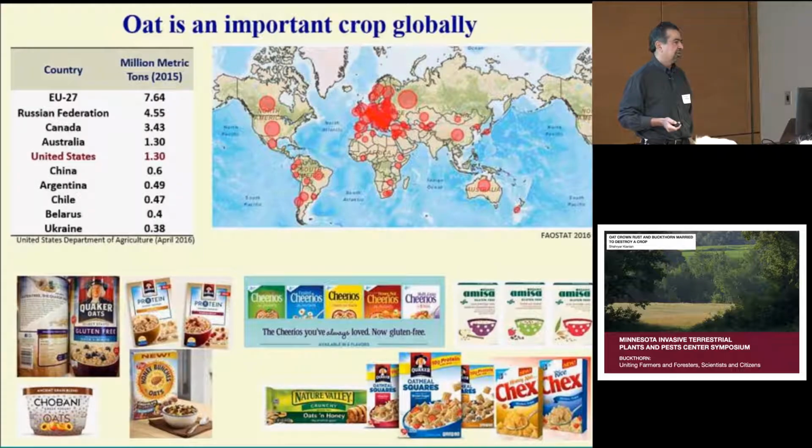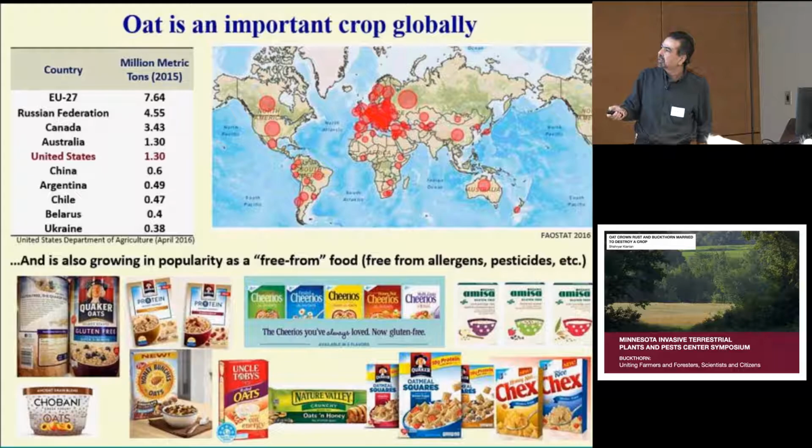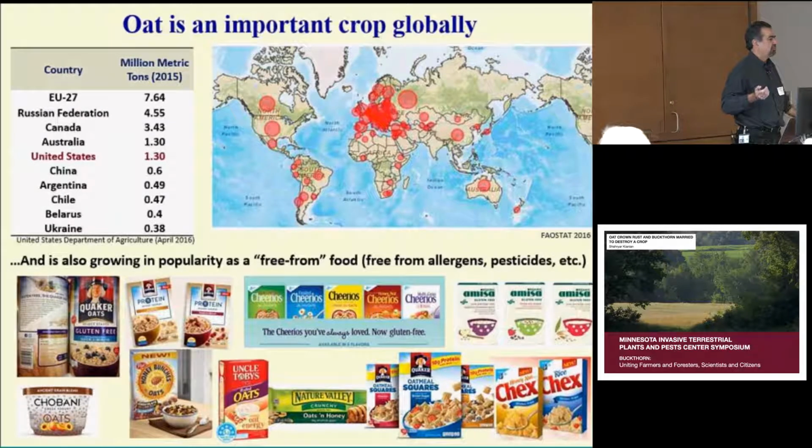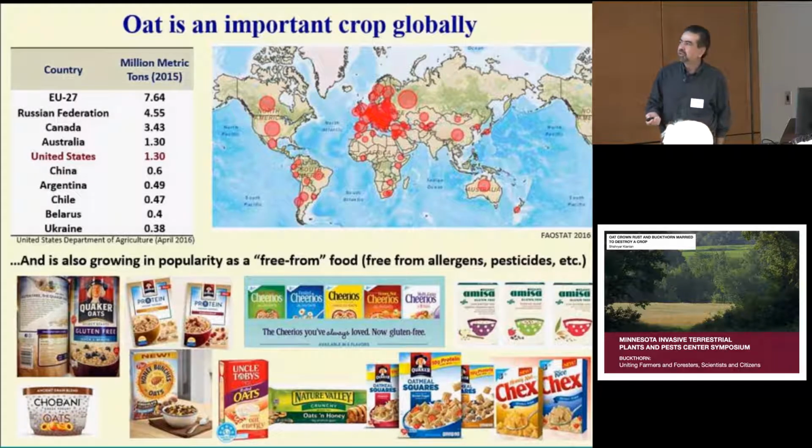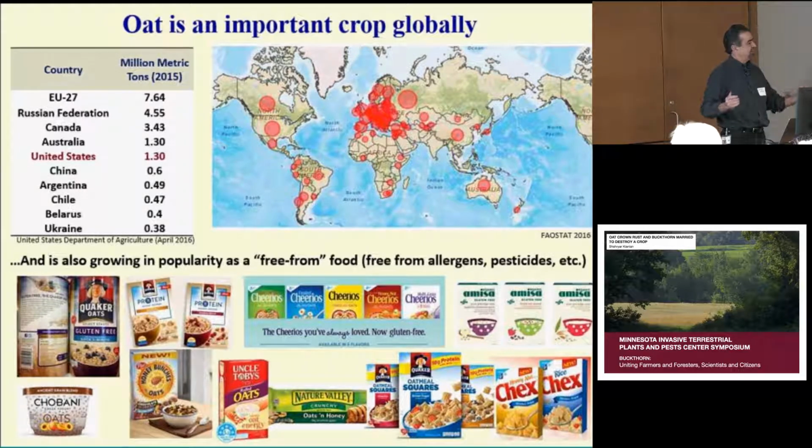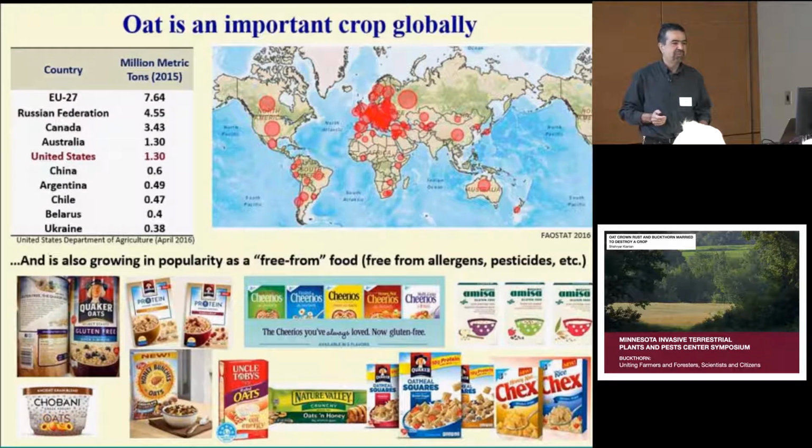So why oat? Oat is a major crop. The US is the 5th largest producer of oat. And even though we don't grow billions of acres of oat, oat is popular as a food that is free from allergens and free from pesticides, with health benefits and cholesterol-reducing effects. So it's a healthy crop that people love to eat. And as many of you have probably consumed this morning, some of your breakfast cereals had some oat added to them.